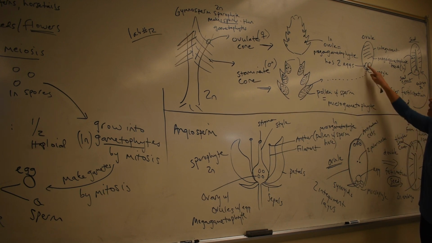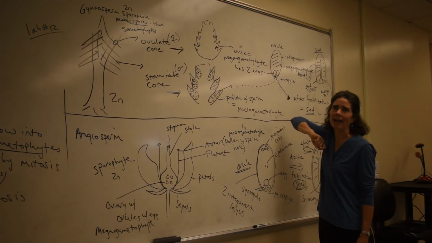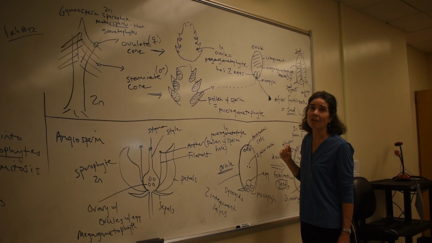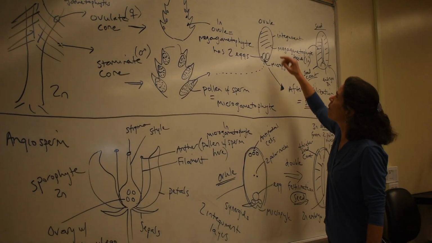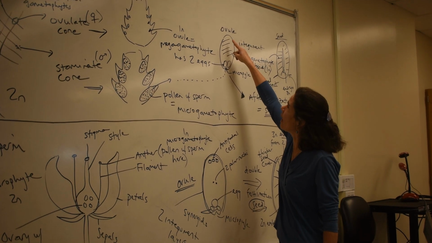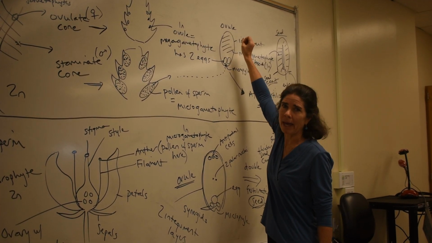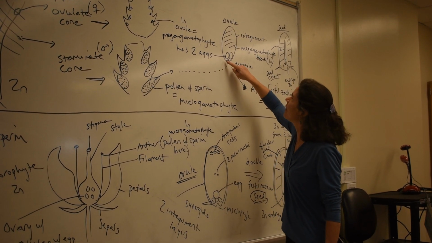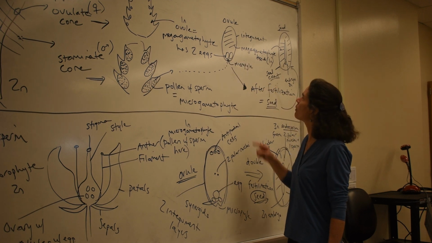And for pine, I put 2, because there's usually 2 eggs in the ovule of a pine cone. So I want you to know the parts of an ovule, and you're going to remember that that's the megagametophyte. And there's an opening called the micropyle.